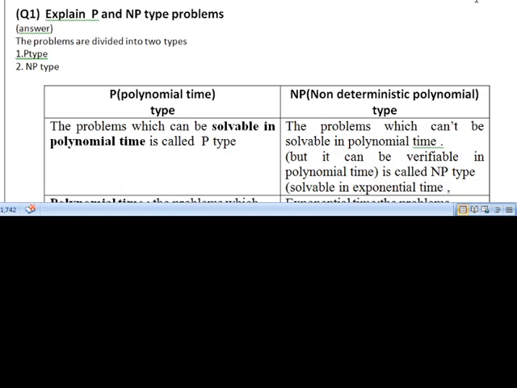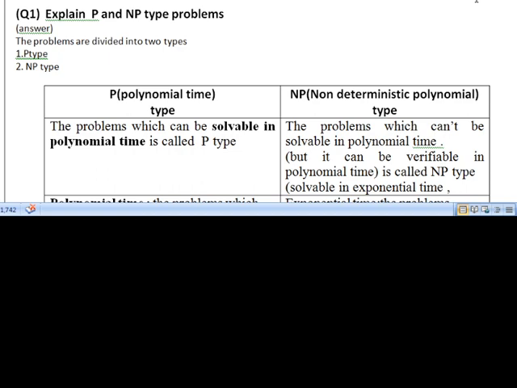Dear students, in this video lecture I am going to explain concepts in 5th unit. So already I have sent the material also. Now the first thing is we have to learn how the problems have been categorized in computational theory and what type of problems come under P type and what type of problems come under NP type.